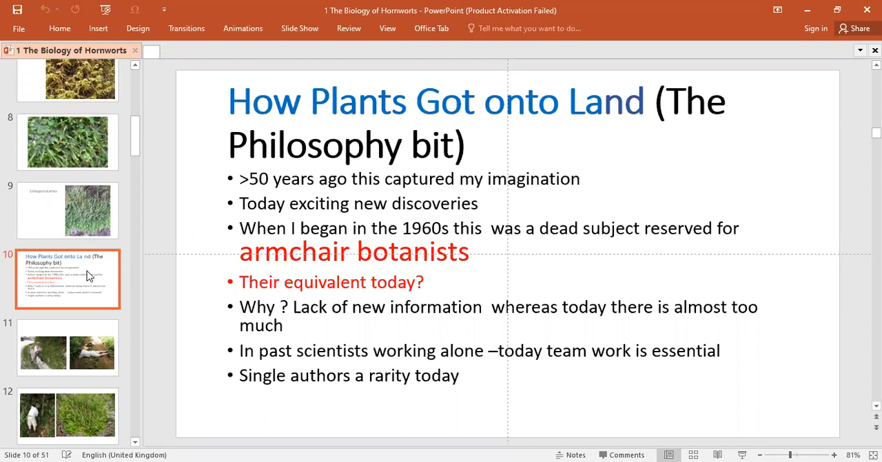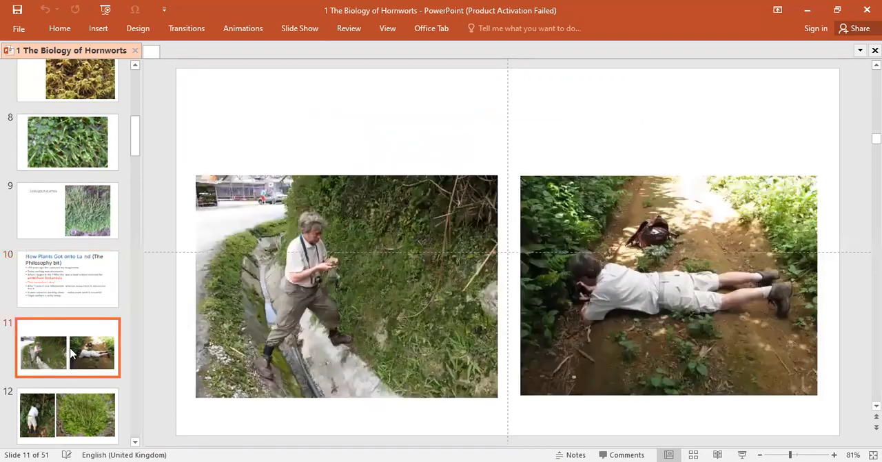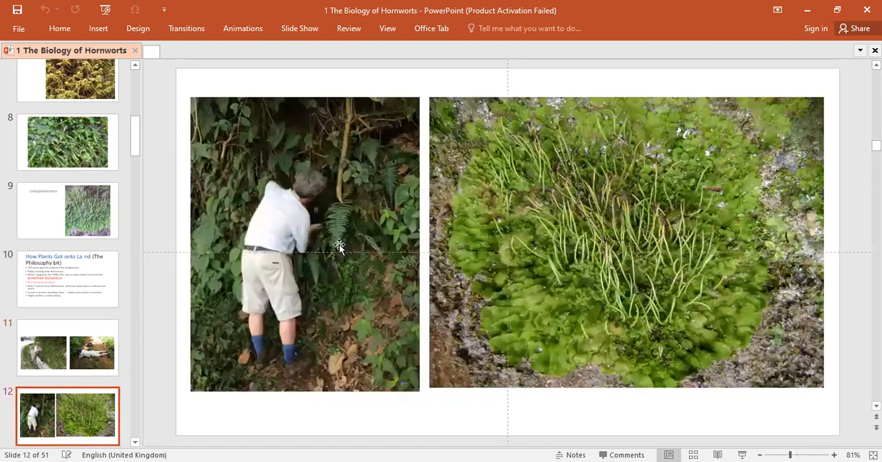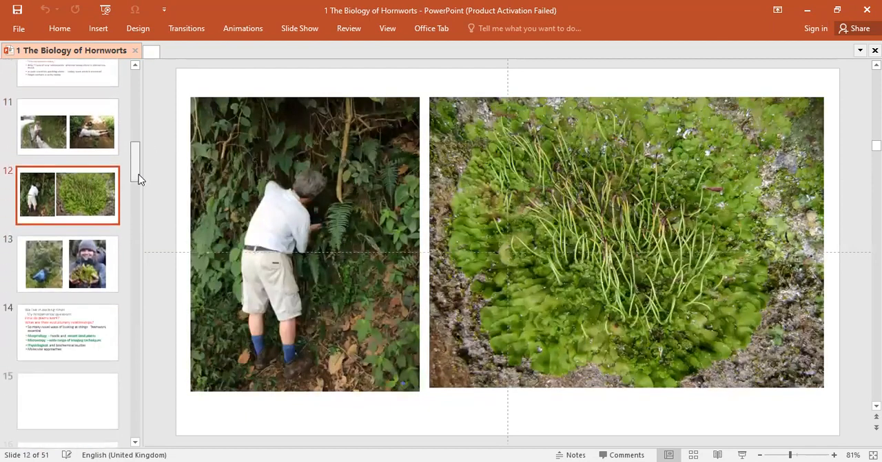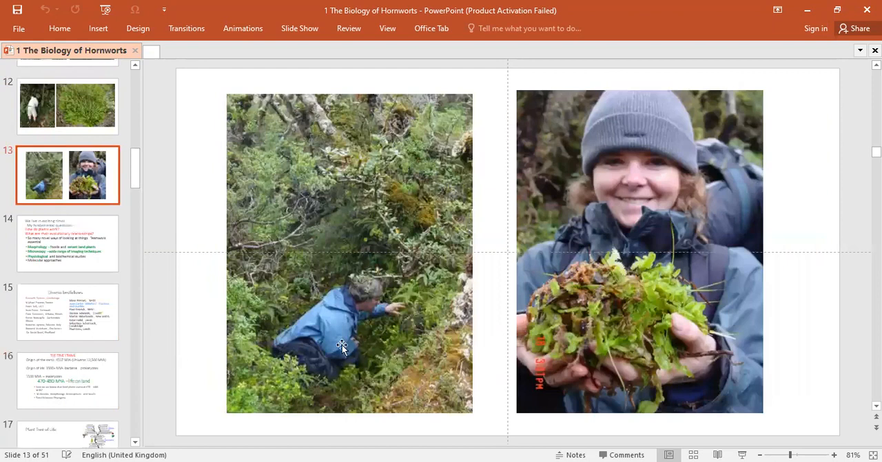In the past, people worked alone in armchairs. And today things are very different. We have teamwork, and single authors are a rarity. These are some pictures of an armchair botanist's day. This happens to be in Malaysia, looking for hornworts. This is on Ascension Island looking for hornworts. And this is in Colombia looking for hornworts. Oh yes, and this is Tierra del Fuego, and this is a very chunky hornwort. You can see immediately it's a hornwort because you can see the horns.